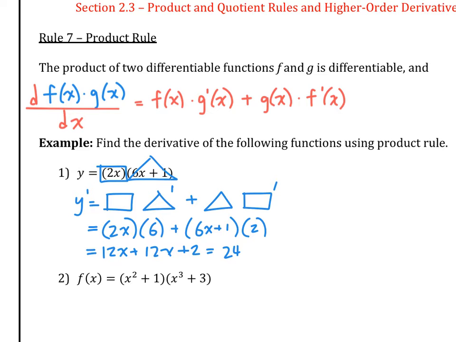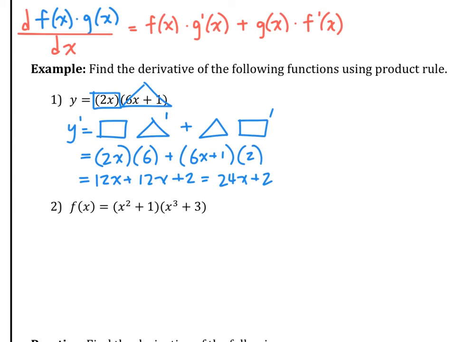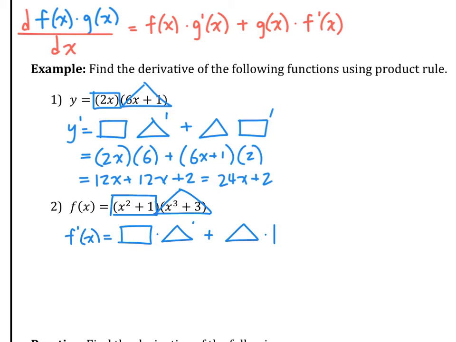That is 24x plus 2. All right, let's look at another one. So again, we have two functions, both of them in terms of x multiplied by each other. So if you want to find the derivative, you would do box times triangle prime, or derivative of triangle, plus triangle times box prime. So go ahead and give this one a try and then come back and check your answer.